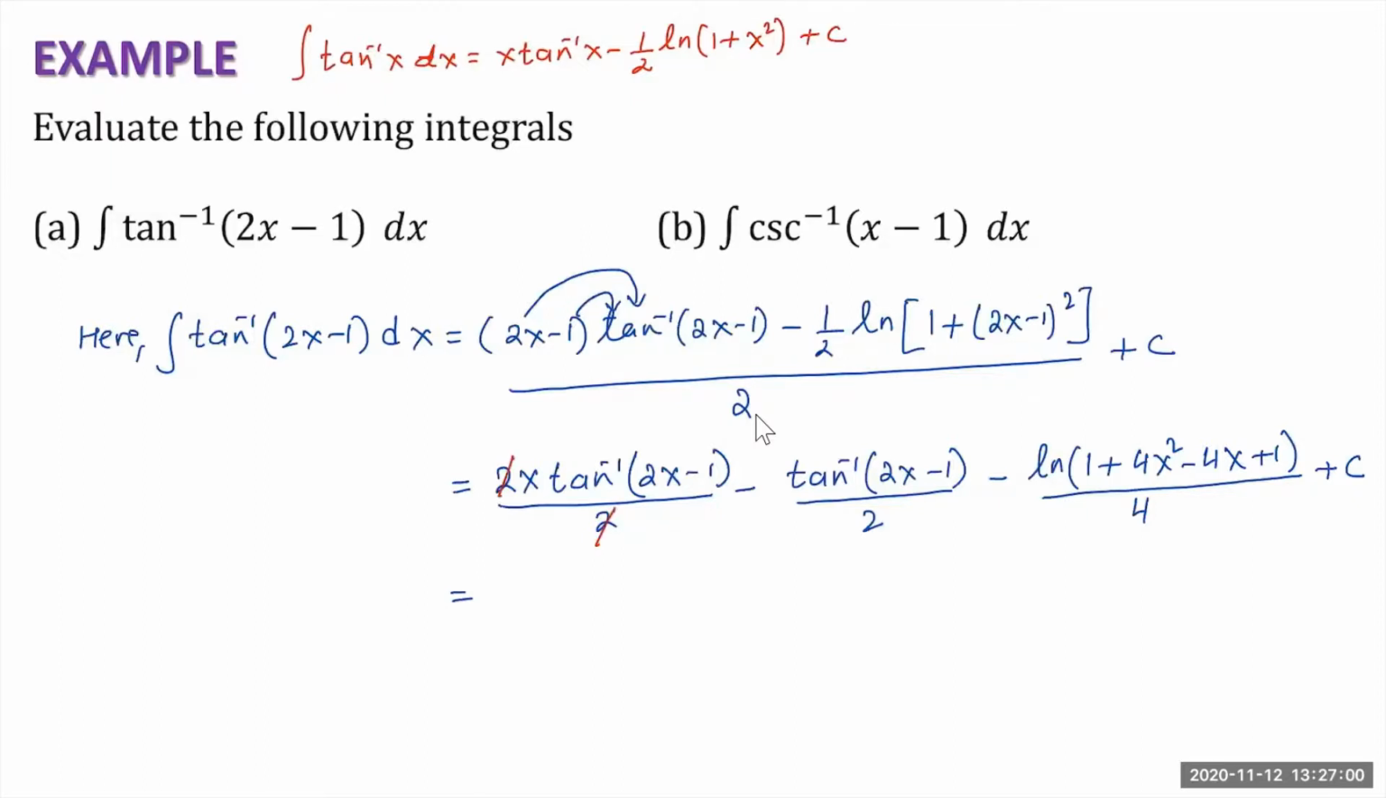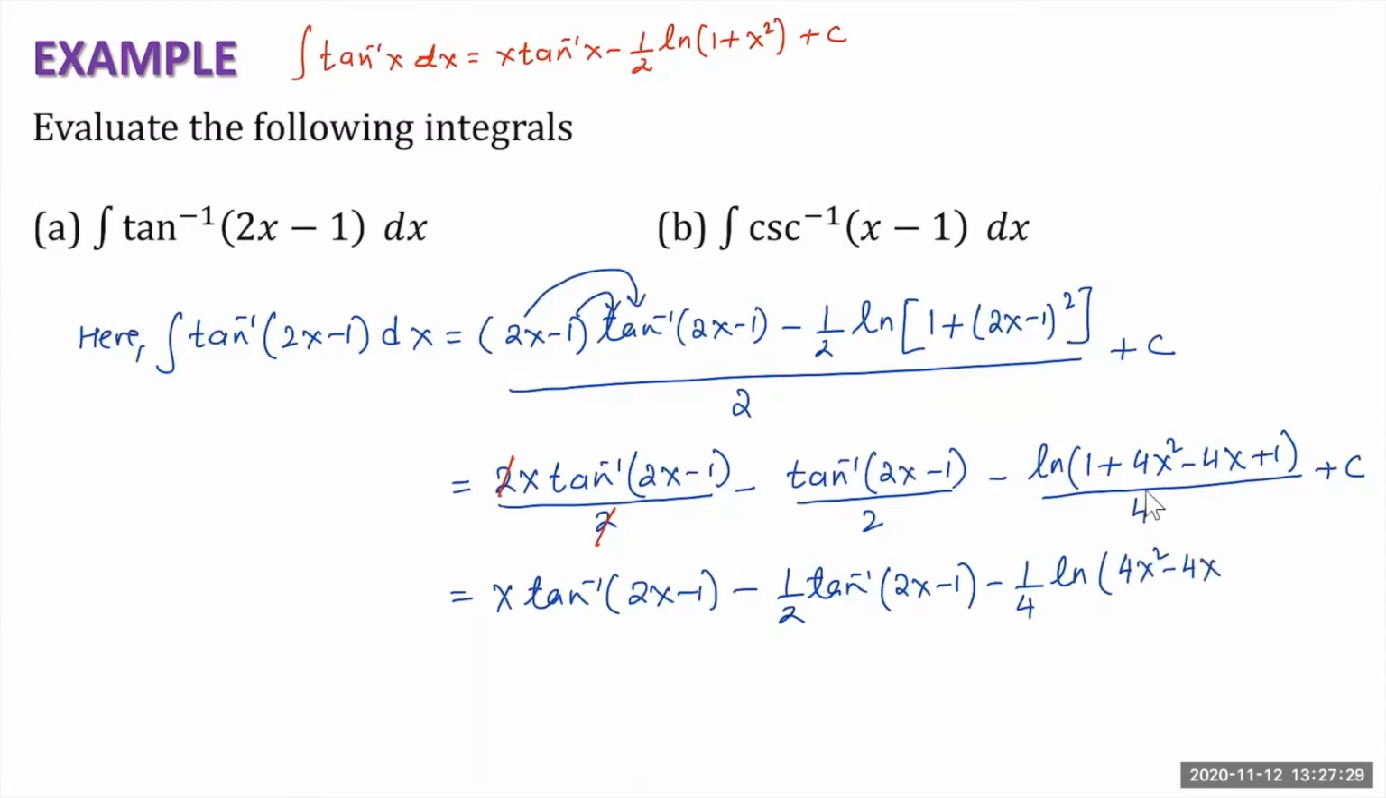Here you can see 2 and 2, they divide, and then we have 1 times x tangent inverse 2x minus 1, x tangent inverse 2x minus 1, and next one is half tangent inverse 2x minus 1, and then minus 1/4 natural log of 4x squared minus 4x, and then here we have 1 plus 1, which is 2, plus c. So that is the value of the integral given here in part A.